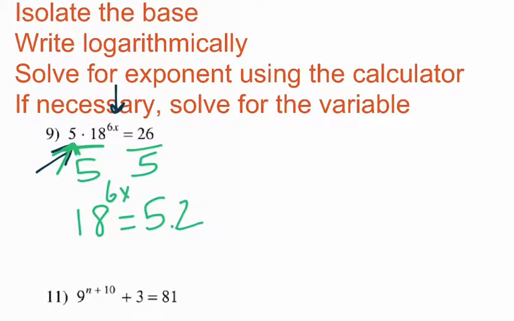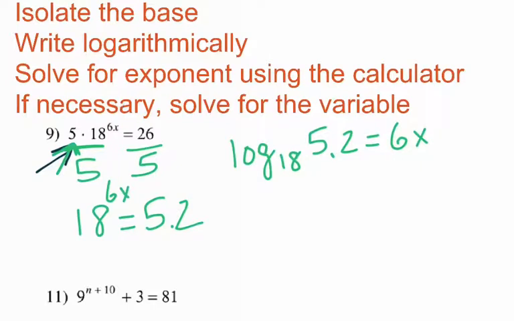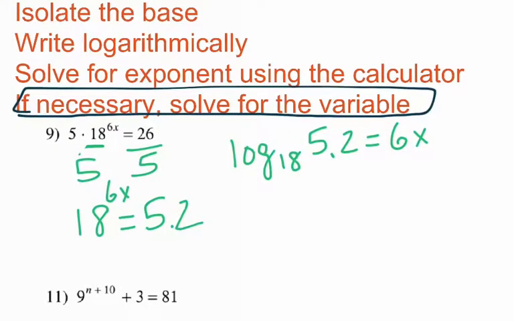And then we are still going to follow the same directions. We are going to write it logarithmically. So it's going to be log base 18 of 5.2 is equal to, in this case, 6x. Now, I wrote another set of directions here that are kind of important. It specifically says, if necessary, solve for the variable. So think about that for a second. Once we get this ugly decimal from log base 18 of 5.2, we still are not done with our equation.